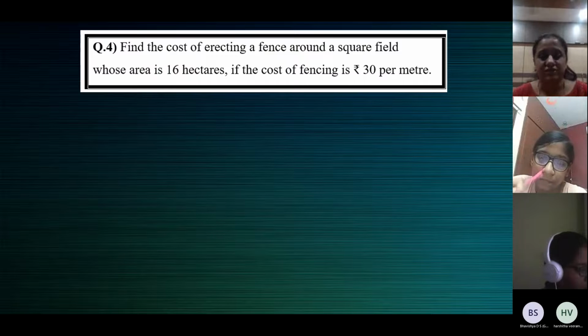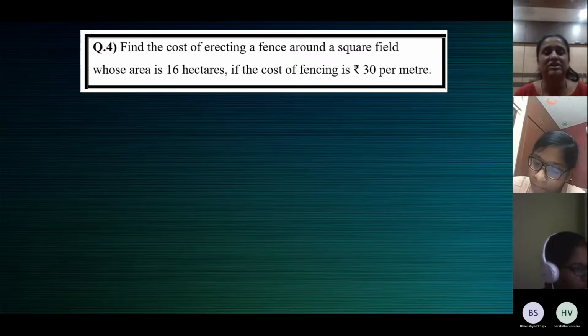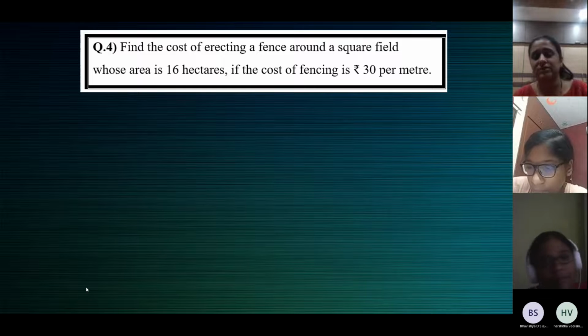Find the cost of erecting a fence around a square field whose area is 16 hectares, if the cost of fencing is rupees 30 per meter square.